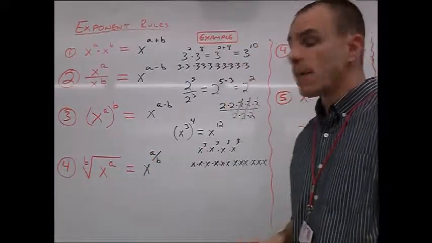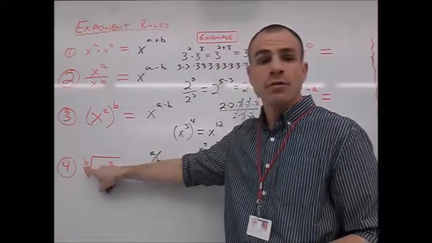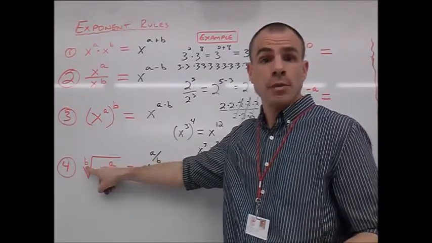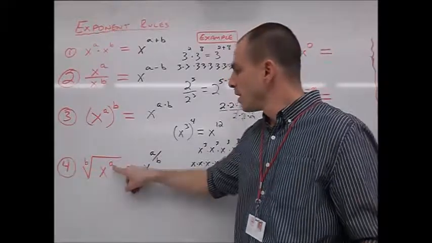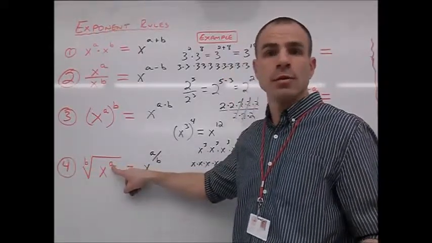All right. So what's happening here is we're taking a specific root. Now, if there's no number there, then it's understood to be a 2. All right. That's known as a square root that we've been familiar with for quite some time. If there's no number here, it's understood to be 1. All right.